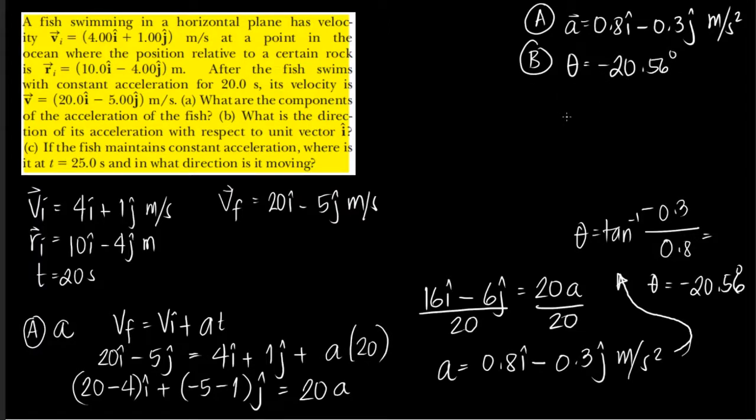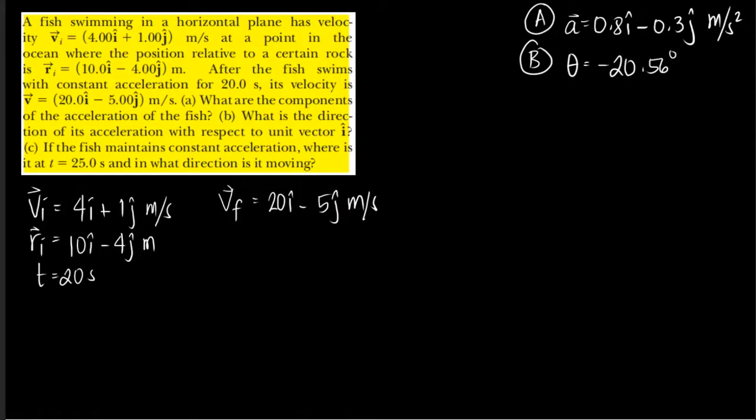Finally, we have letter C. If the fish maintains constant acceleration, where is it at 25 seconds and in what direction is it moving? Don't be surprised. With the magic of editing, I have erased the solution from earlier.